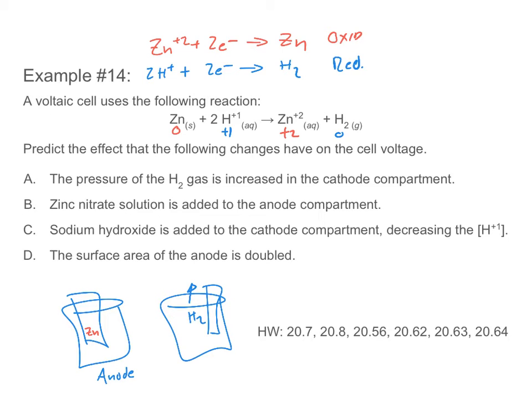So in this case, if the pressure of the hydrogen gas is increased at the cathode compartment, what will happen to Q there? If I have Q and I increase the pressure of the hydrogen gas, that means that Q is going to go up. Which will mean what about the cell potential? Think about Le Chatelier's principle. Down. Yeah, it will go down.